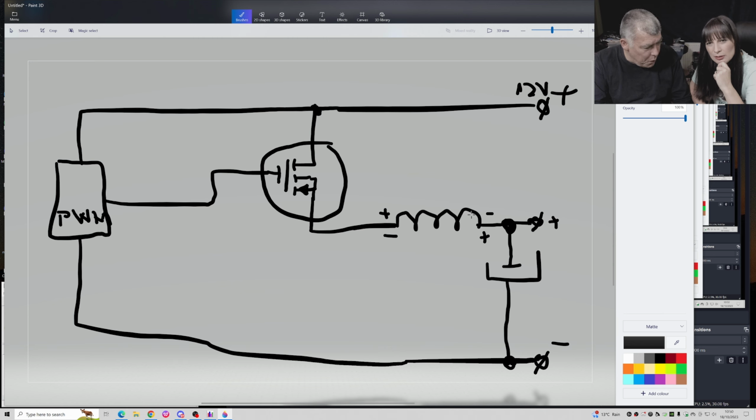It's not a switching power supply. It's just a PWM power supply. It's not a switching one. So in order to have this power supply working, you have to connect this somehow to ground. On that point, I will have minus here connected to ground, and I will have plus here on the capacitor.